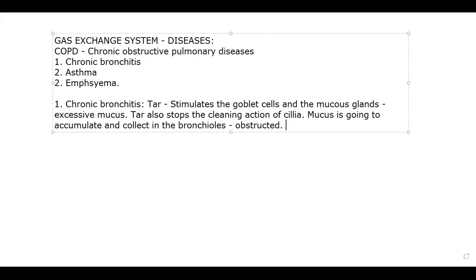Then what? Obviously, if the bronchioles are blocked, the person is going to start having trouble breathing in and obviously breathing out, right? Now, what is going to happen? The collection of mucus.